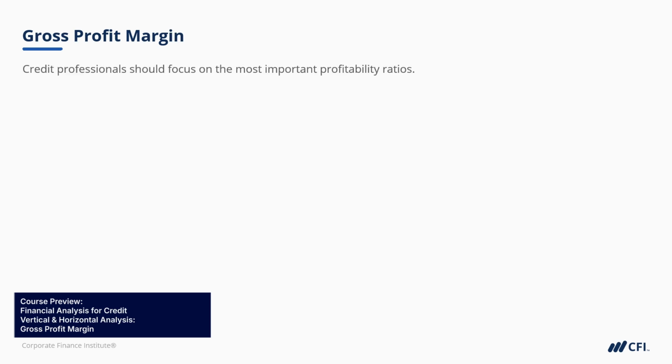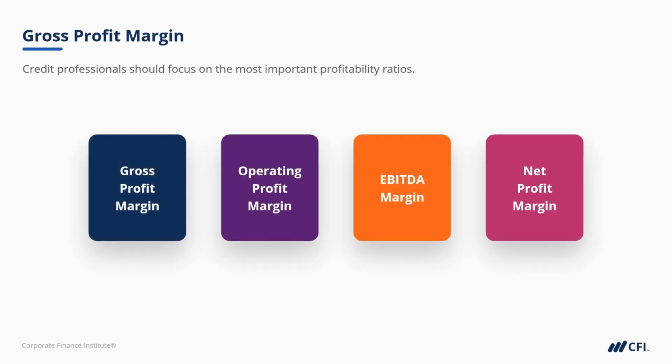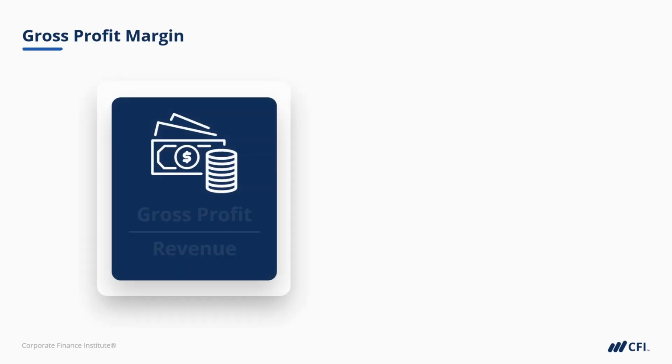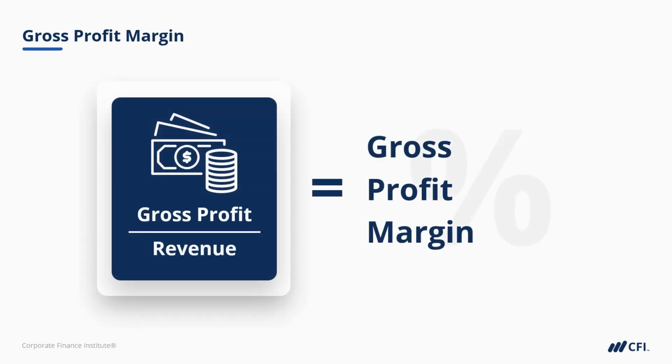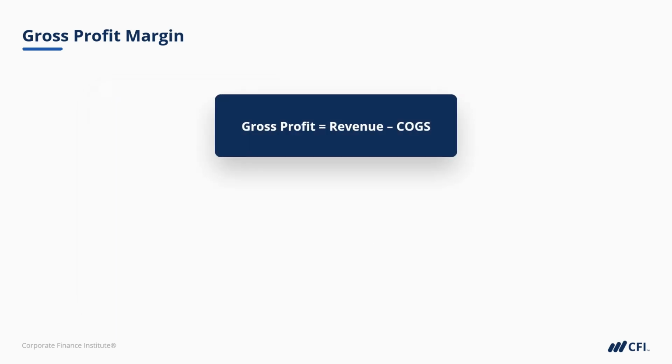While it's possible to calculate the ratio for every single line item on the income statement, for the credit professional, the focus is on the most important profitability ratios. And the most important ones are those relevant to margin, the gross profit, operating profit, EBITDA, and net profit margins. Let's first start with gross profit margin. Gross profit margin can be calculated by taking the gross profit and dividing it by revenue. To get gross profit, we take the revenue and subtract cost of goods sold or cost of sales.